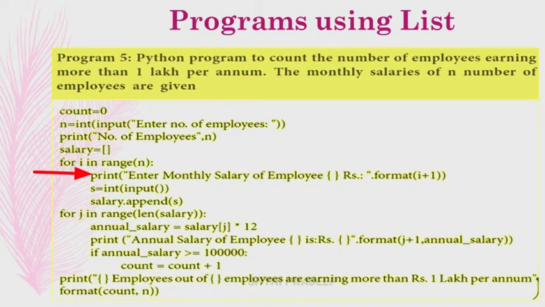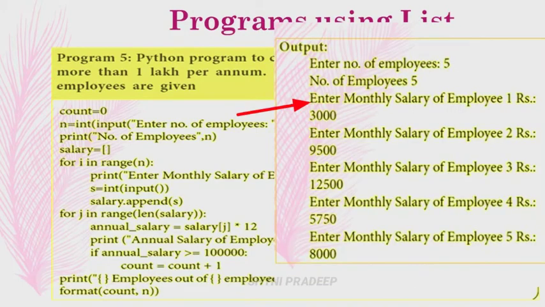And see the body section, that is the print statement. Enter monthly salary of employee. Here i value is 0. 0 plus 1 means 1. So this curly brace is for 1. So employee 1 rupees. You have to enter the salary. See the next line. s is equal to input function. So you have to enter the input, that is salary. So you are entering 3000. Next, the salary will be appended to the salary list. So this salary 3000 will be added in this empty salary list.